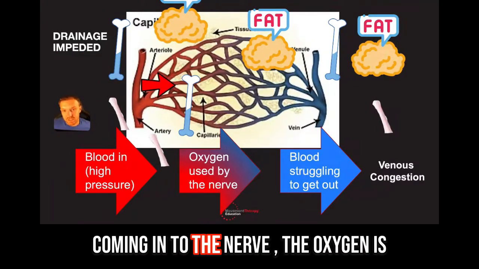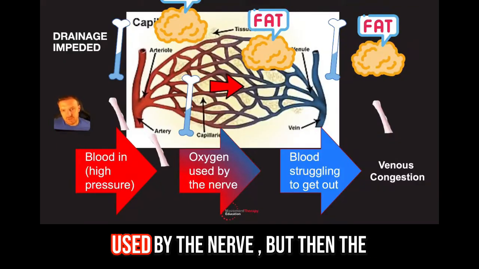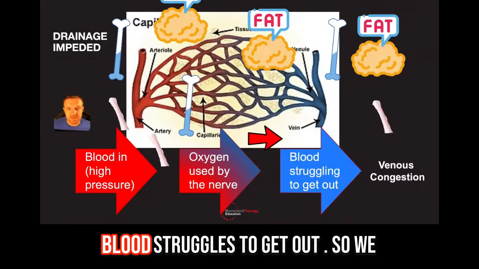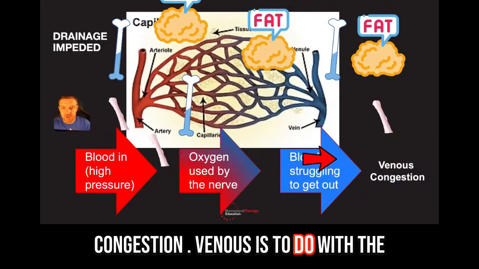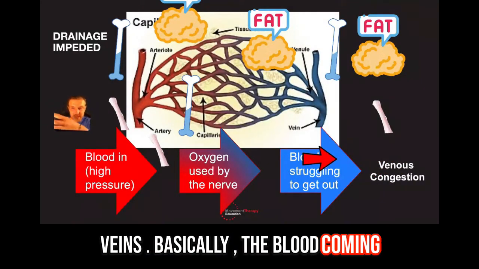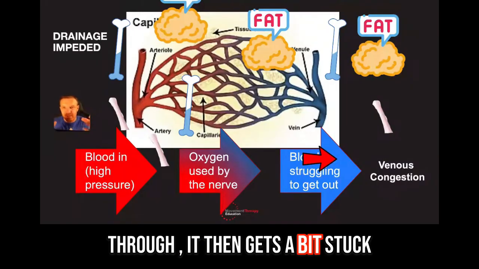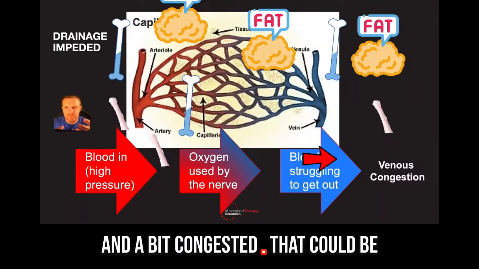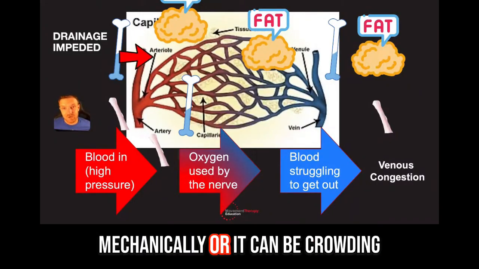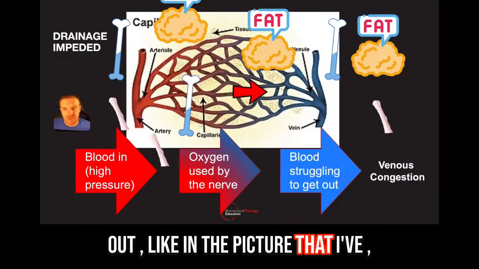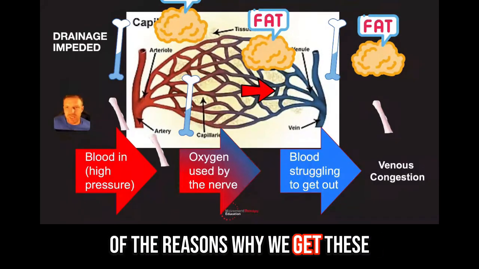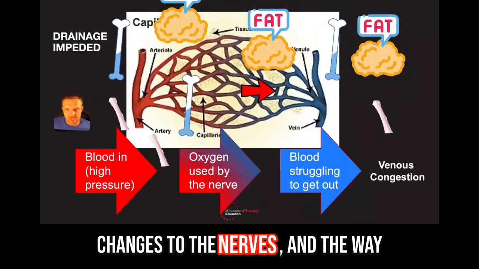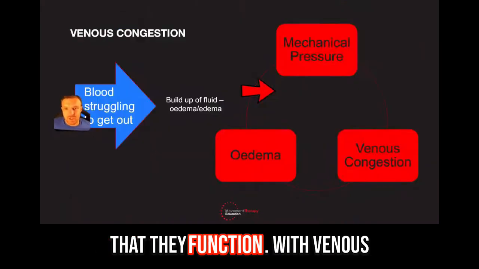Blood comes in to the nerve, the oxygen is used by the nerve, but then the blood struggles to get out. So we get what's called venous congestion. Venous is to do with the veins. Basically, the blood coming through gets a bit stuck and a bit congested. That can be mechanical, or it can be crowding out, like in the picture that I've done here. And that is one of the reasons why we get these changes to the nerves and the way that they function.